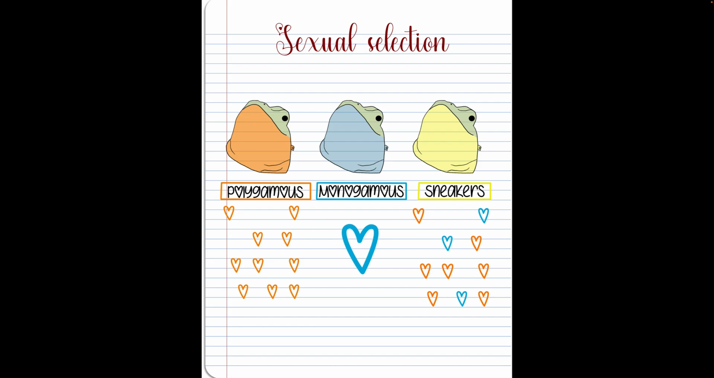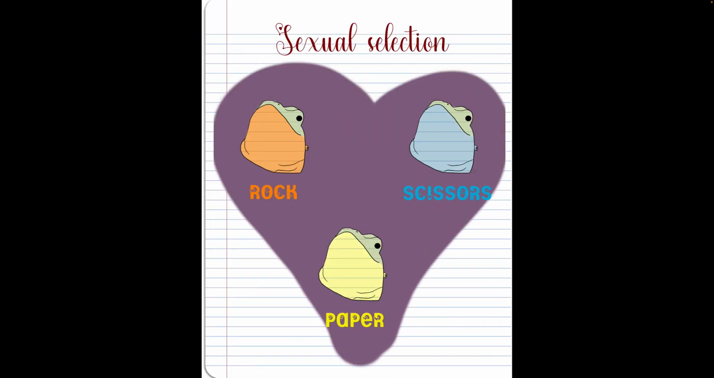So how is it that these guys keep a harmonious balance? With a game of rock, paper, scissors, of course. The orange rock beats blue scissors because orange hoards most of the ladies, so there's less to choose from for blue. Blue scissors beats yellow paper because blue only has one lady to keep an eye on, so yellow has a slim chance of sneaking in and mating with blue's lady. And yellow paper beats orange rock because orange has way too many ladies to keep an eye on. So yellow has more opportunities to sneak in and mate with orange's ladies without orange ever noticing.